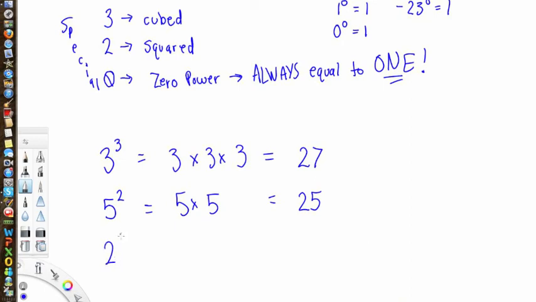Let's look at another one. Let's just switch these numbers around and see. Here we have 5 to the second power. What happens if we take 2 to the fifth power? Are they going to equal the same, do you think? No, because 2 to the fifth power means 2 times 2 times 2 times 2 times 2. And 2 times 2 is 4, times 2 is 8, times 2 is 16, times 2 is 32.